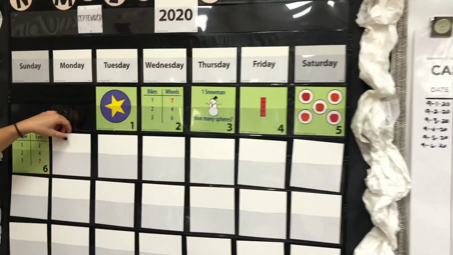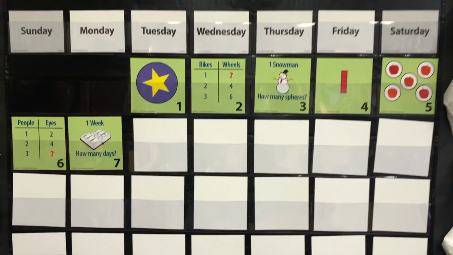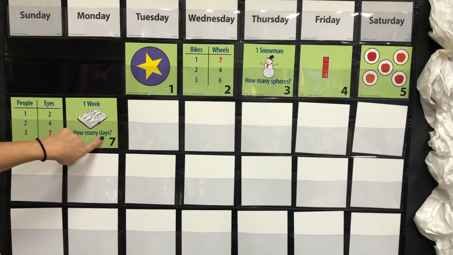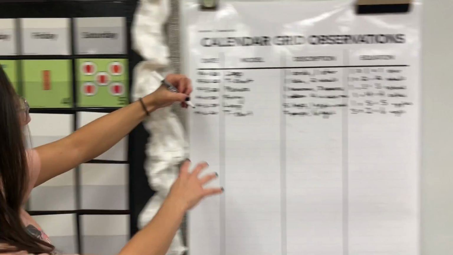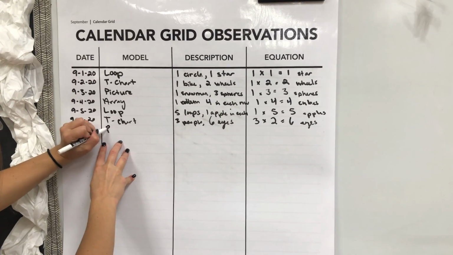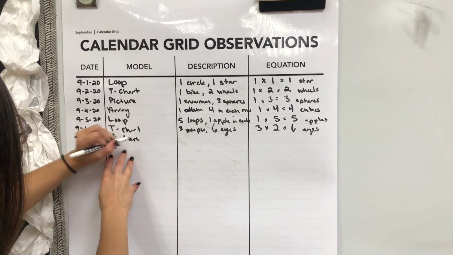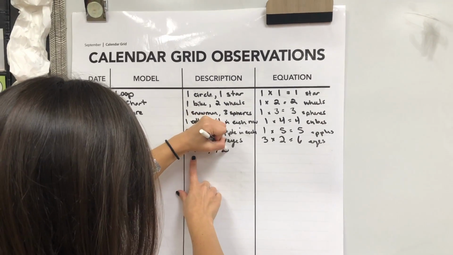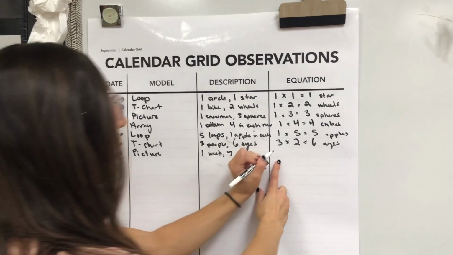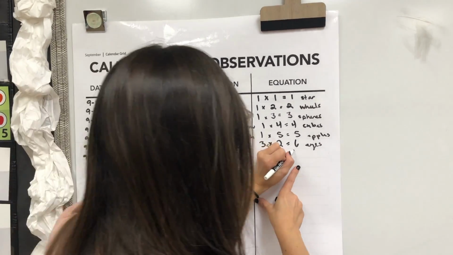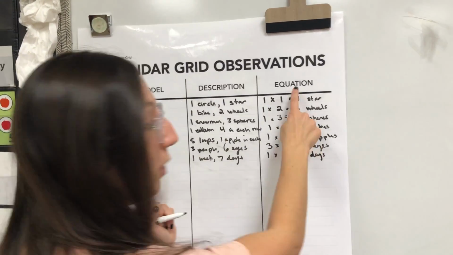All right. The next one, oh, we have a picture again. In my picture, I have 1 week. It wants to know how many days are in a week. There are 7 days in a week. So over here, I'm gonna write my date. Again, following my pattern, I saw a picture. What did I see? I saw 1 week. That was 7 days. Write an equation. 1 times 7, 1 week times 7 days equals 7 days. You'll notice a pattern right here.